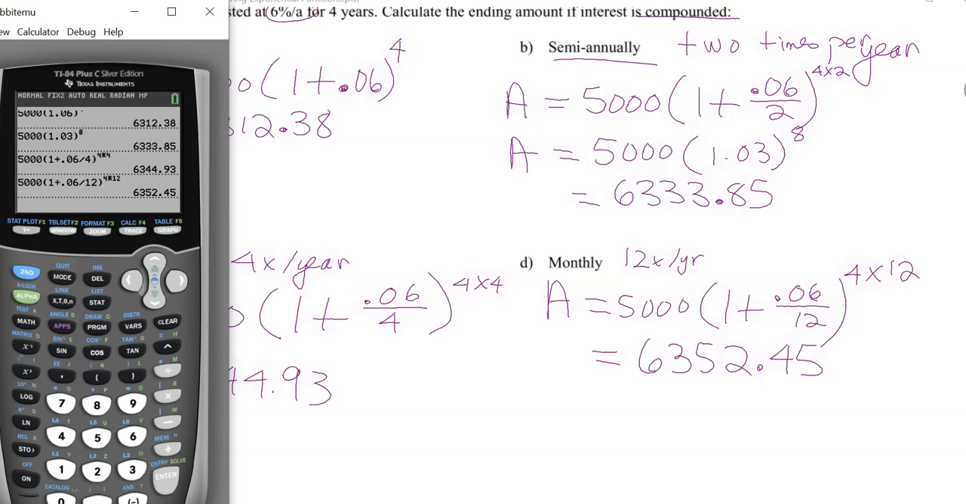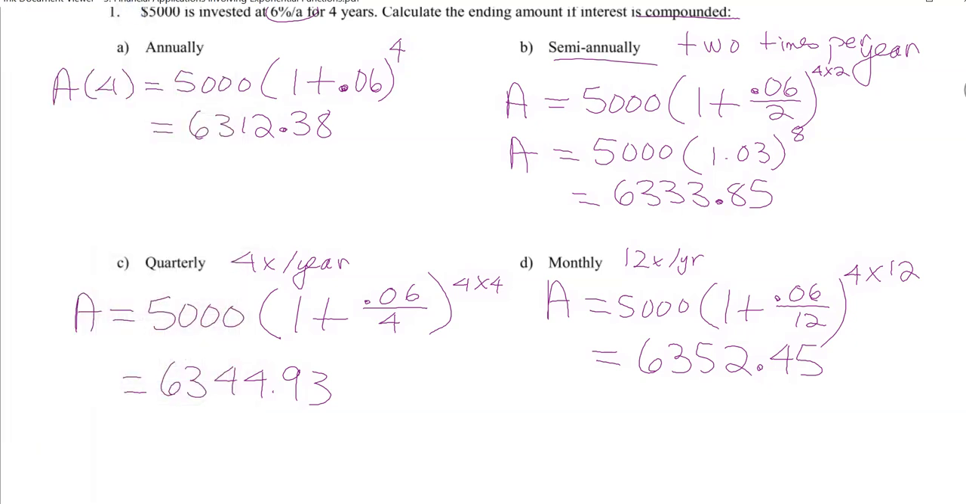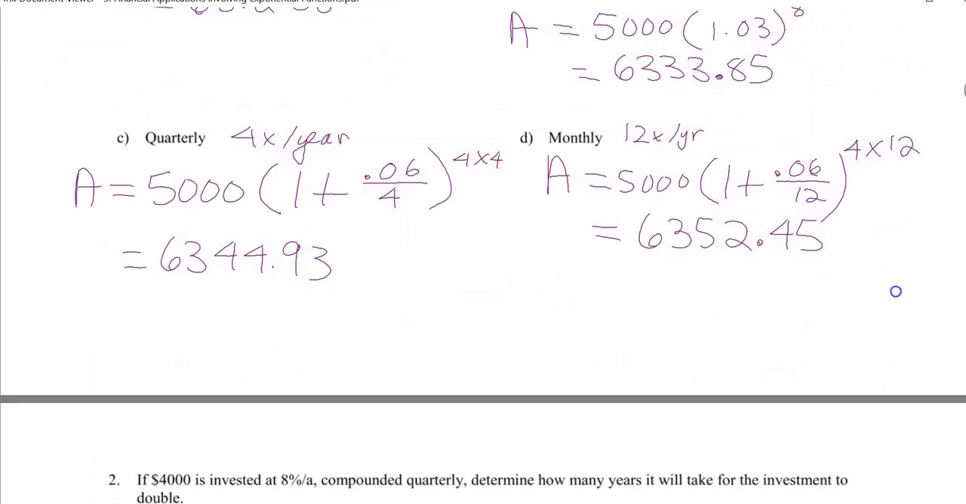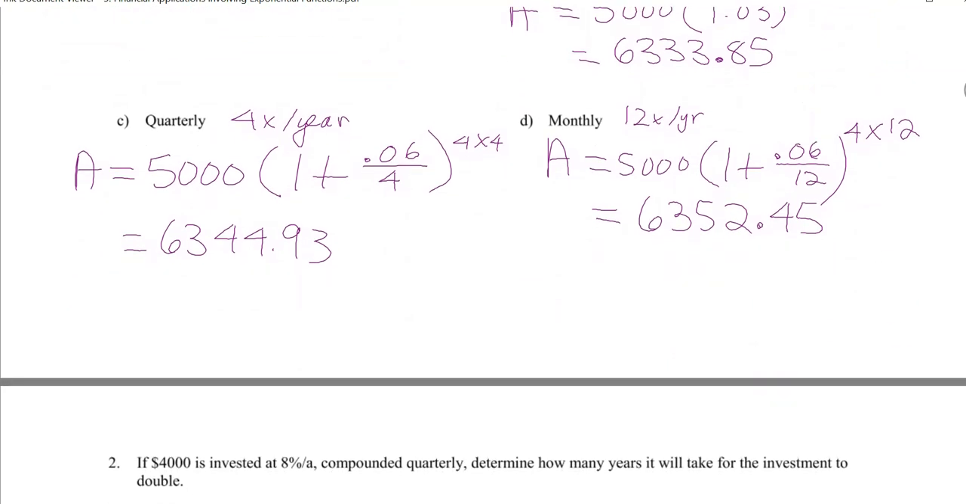So $40 more than annually. Okay, $19 more than semi-annually, $8 more than quarterly. What if we did daily? Like, how much money can we earn daily? So daily is how many times a year? Yeah, so 365 times per year.